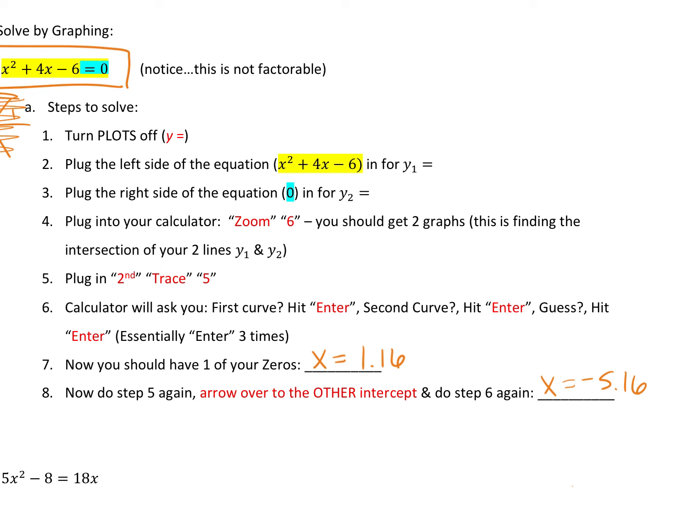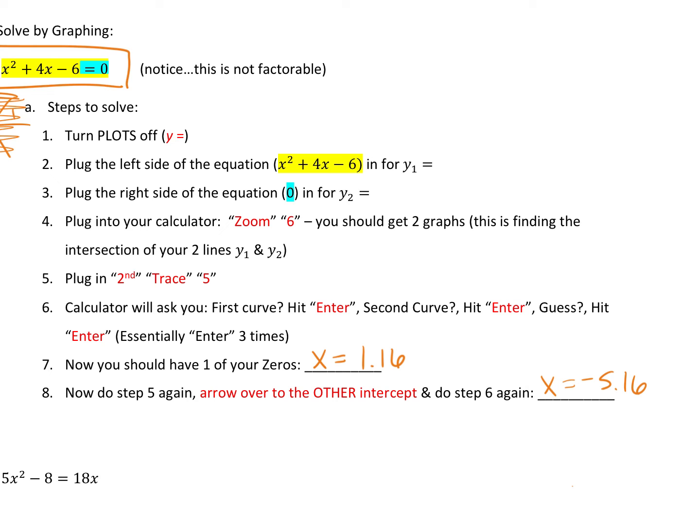Wait, what do you do after you do the... Did you arrow over? You did the arrow? Yeah. Then just enter, enter, enter. Okay. First curve, second curve, guess. Did I do it? Yeah. Okay. That's the whole lesson.